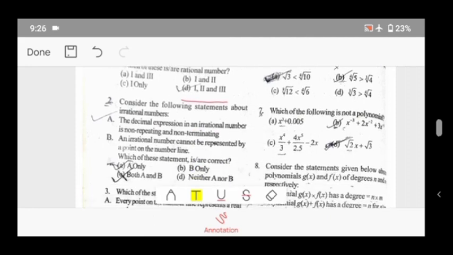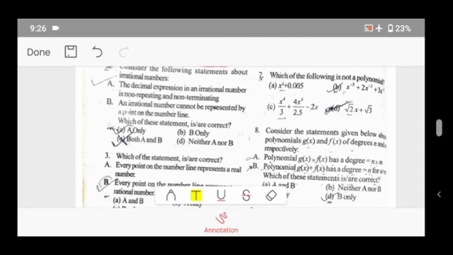Second one, consider the following statements about the irrational number. You have to consider which of the statements about irrational numbers is correct. From this, which of the statements is correct? So the answer is A only.